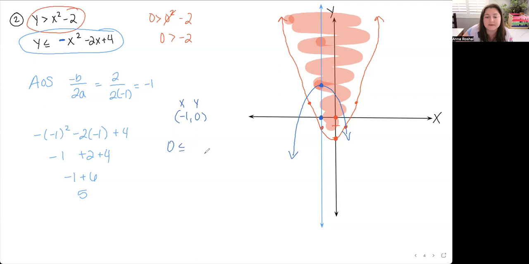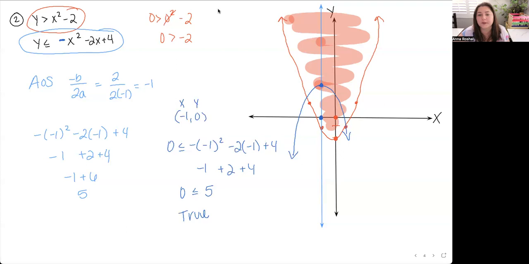So I'm going to have 0 is less than or equal to negative 1 squared minus 2 times negative 1 plus 4. So this will be negative 1 plus 2 plus 4. Didn't we just do that? Okay, 0 is less than or equal to 5. That's a true statement. So we know we're going to shade down in here. So let's go ahead and shade in that section.